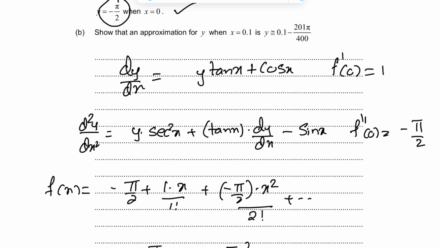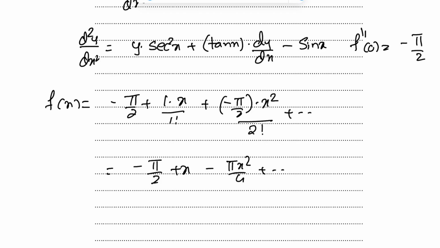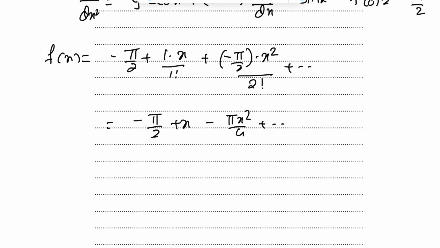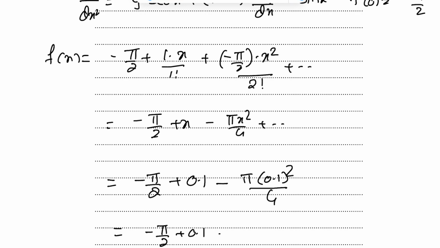Show that the approximation of y when x equals 0.1 is this much. So plug in x equals 0.1. You get minus pi by 2 plus 0.1 minus pi times 0.1 whole squared by 4. So this becomes negative pi upon 2 plus 0.1 minus pi upon 400, which is approximately 0.1 minus 201 pi upon 400. That's going to be the answer.